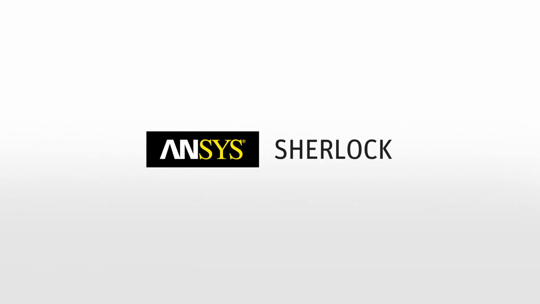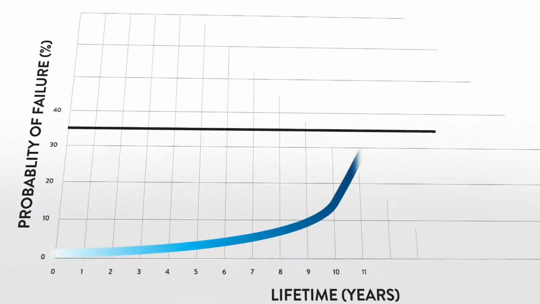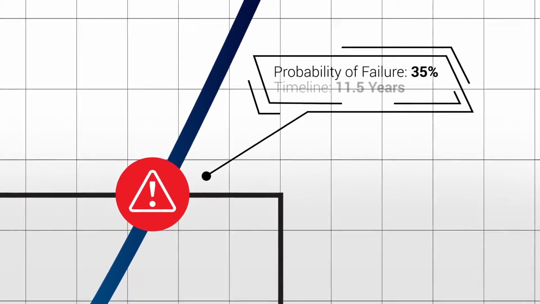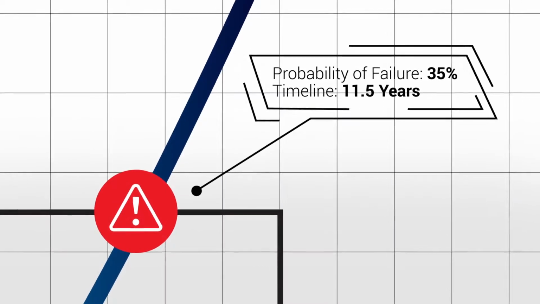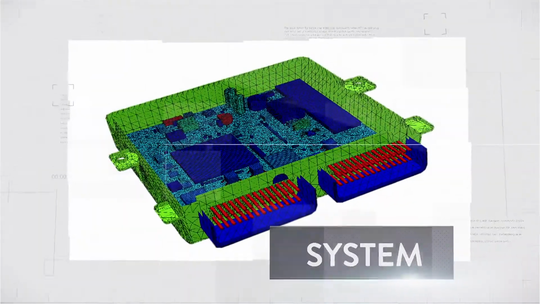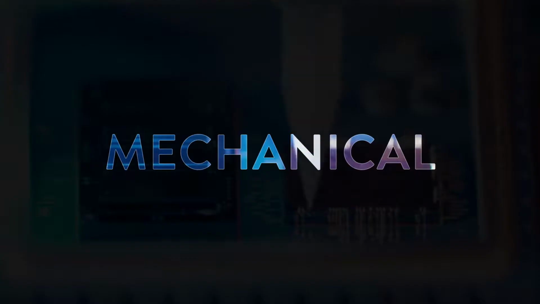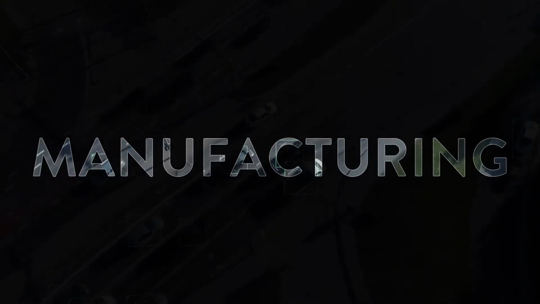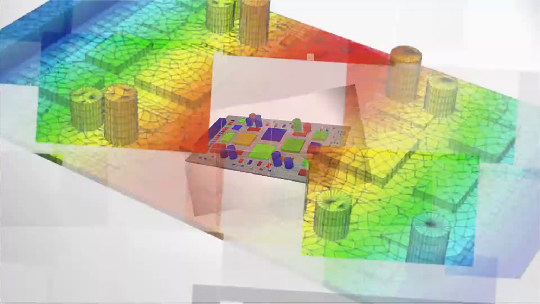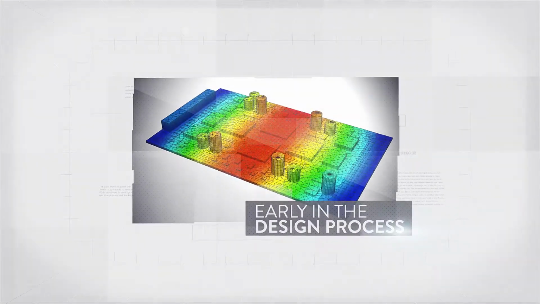Ansys Sherlock is the only physics-based reliability design software that provides fast and accurate product longevity predictions for electronic hardware at the component, board, and system level, mitigating thermal, mechanical, and manufacturing risks. Ansys Sherlock identifies likely product failure timeframes early in the design process.